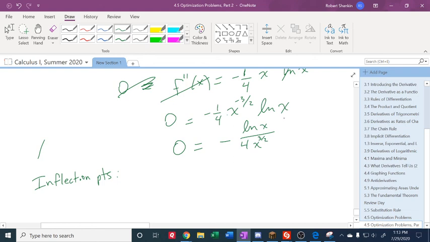Okay, so this is never 0. This will be 0 if x is 0. Alright, so the inflection points, there's only one, and that is when x is 0.